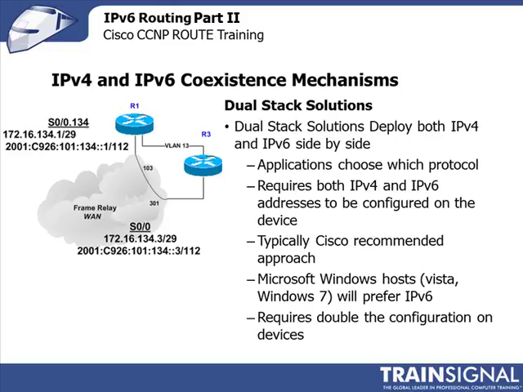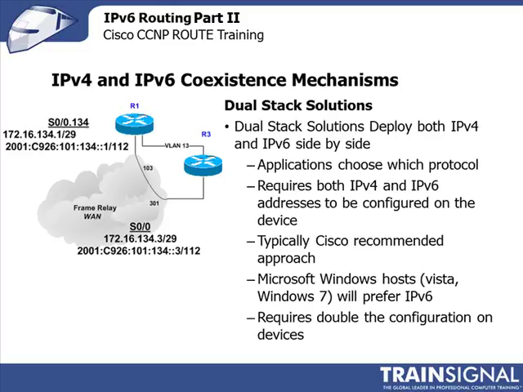Typically, a dual stack is going to be the best solution for coexistence because it's a lot simpler and most of the devices that are out on the market already support both. For instance, Microsoft Windows hosts, Windows Vista, Windows 7, not only have IP version 6 as part of their protocol stack, but actually prefer IP version 6.